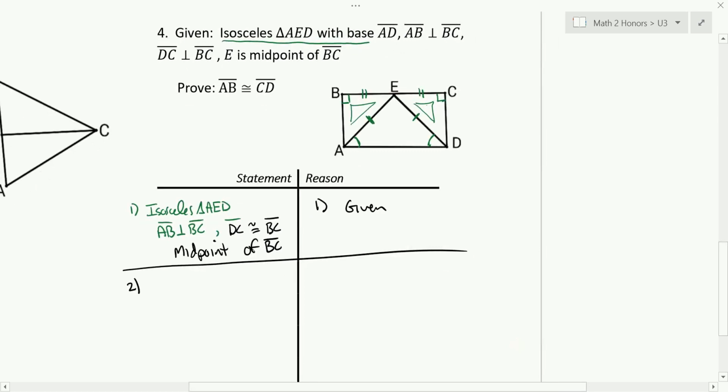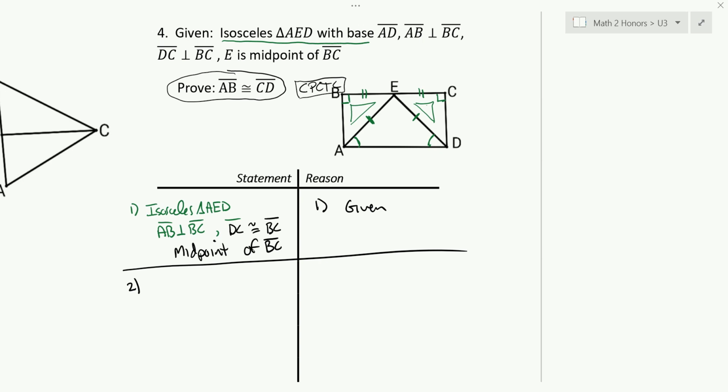But what has to happen before we get to our last statement? Because this one's going to come with our corresponding parts of congruent triangles are congruent. But in order to use that, you have to say that triangles are congruent. You cannot use CPCTC if you have not shown triangles congruent. So that always comes after congruent triangles.